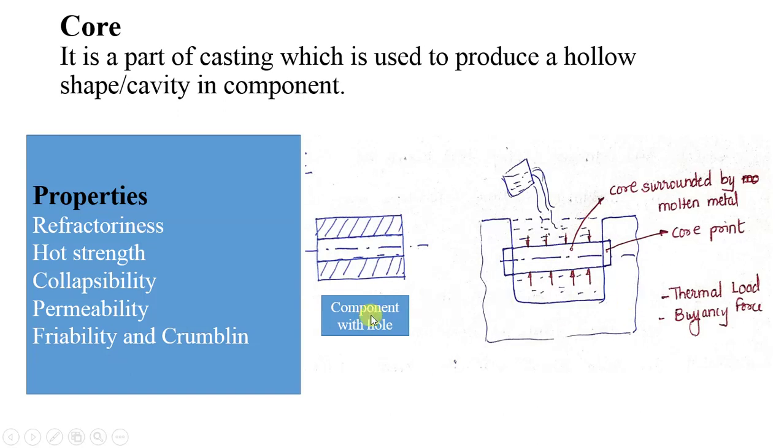Again, another is permeability. As molten metal comes in contact with the moisture of the core, gas will try to escape from these areas. Therefore, good permeability is required for the core. Then another is friability and crumbling. These properties are used to break the sand after solidification, so that the sand can be removed easily.